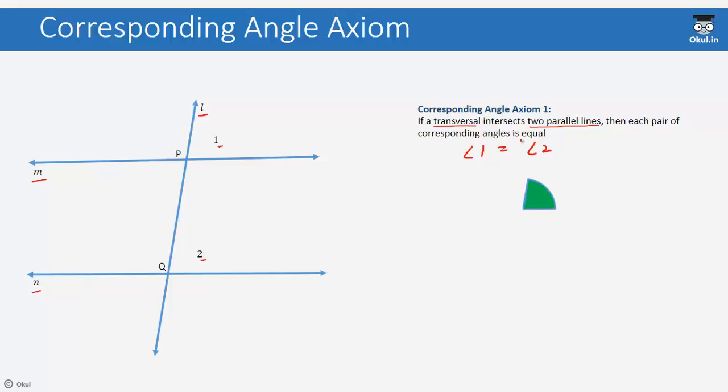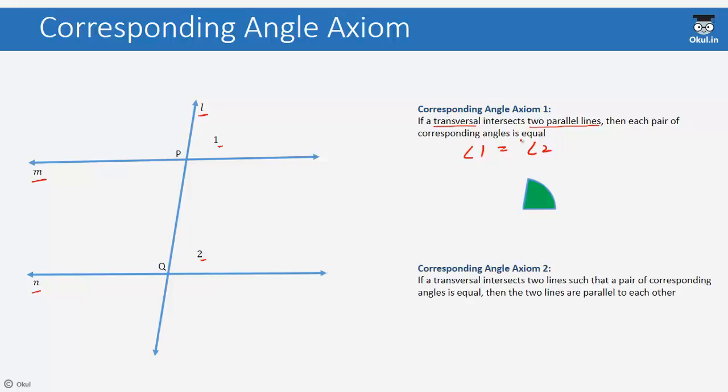Now there is a corresponding angle axiom 2, which is exactly the opposite of 1. According to it, if two corresponding angles are equal, then we can say that the two lines are parallel. So it says that if a transversal intersects two lines such that a pair of corresponding angles is equal, then the two lines are parallel to one another.